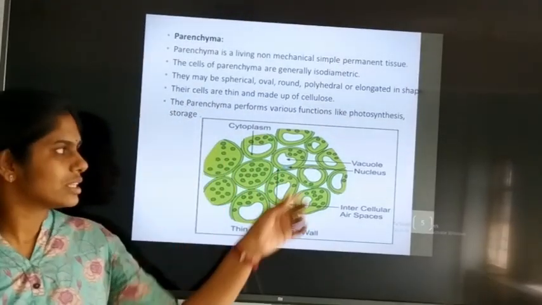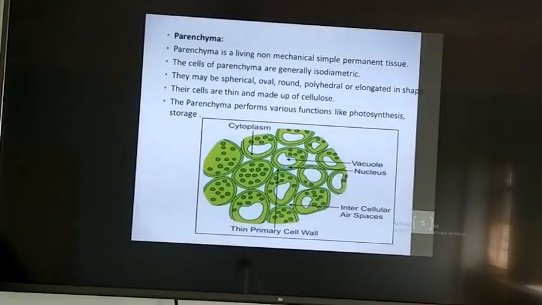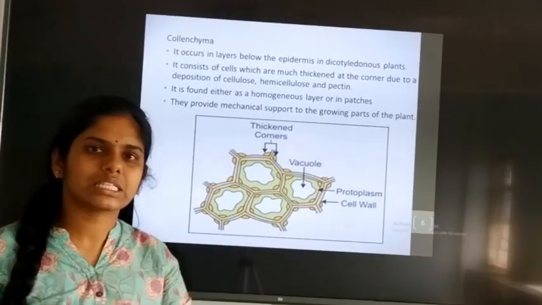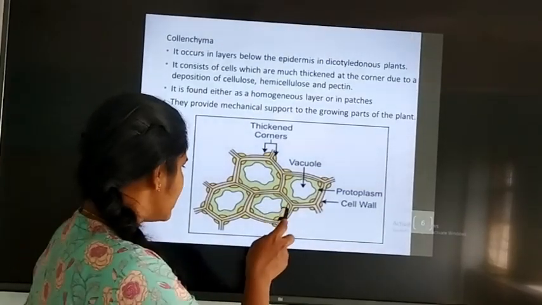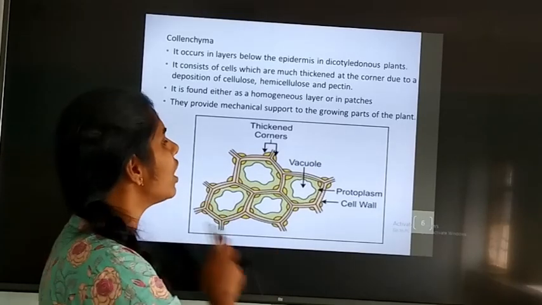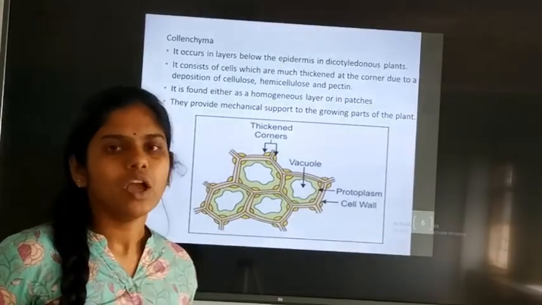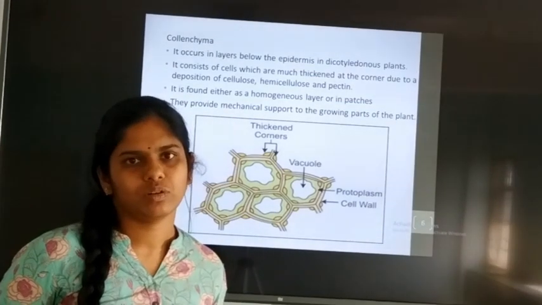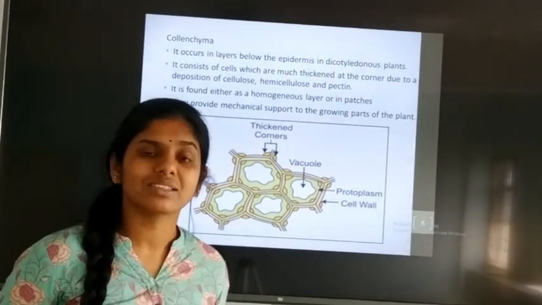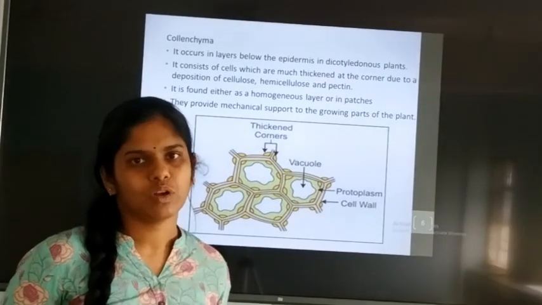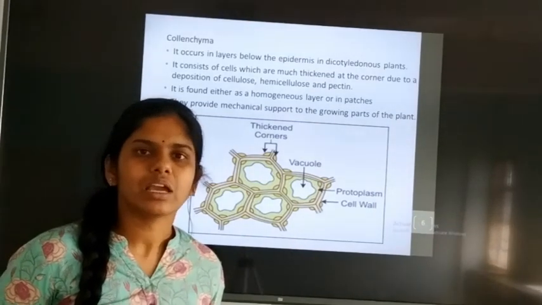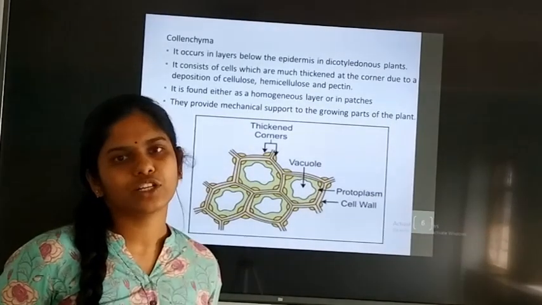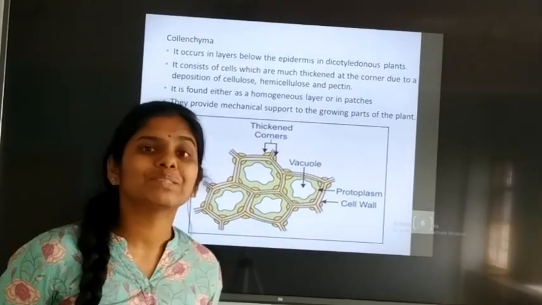Parenchyma. What are the characteristic features of the parenchyma cell? Next, come to another type, that is collenchyma. Collenchyma is also a living tissue, but it is a mechanical tissue. Collenchyma is a living and mechanical tissue. So why is it mechanical?